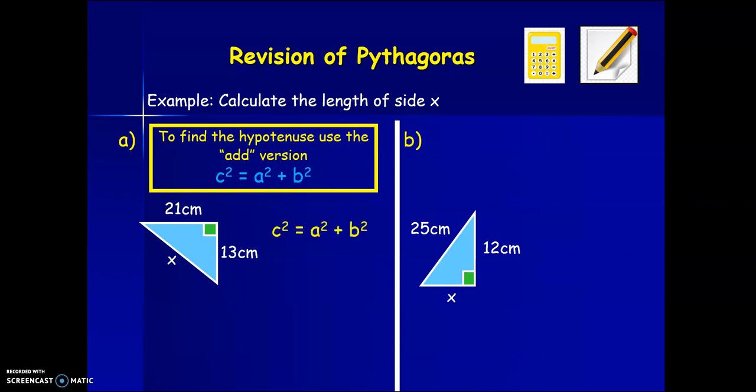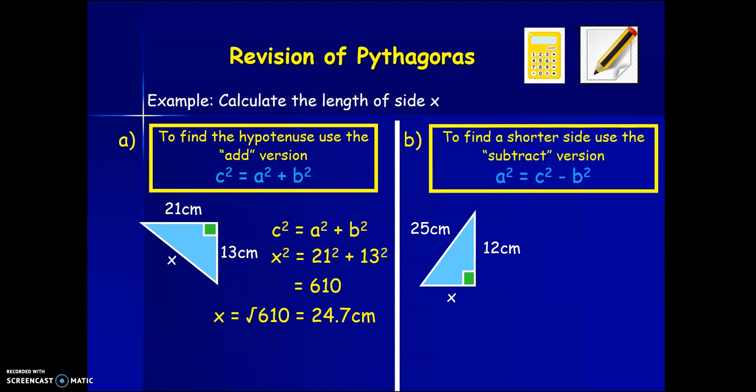So we start off with our formula. We put in our values, so x squared equals 21 squared plus 13 squared, which gives us a total of 610. But then we need to remember to square root this value. So x is the square root of 610, which is 24.7 centimetres.